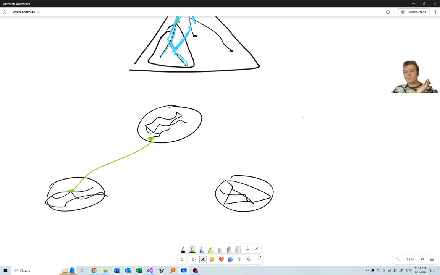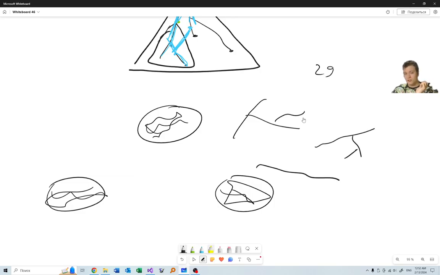Or even again, we don't have any cycles. Okay, we don't have any cycles. So we have a forest on the 29th bit. So the forest number 29. I am given two vertices. The question is, is the 29th bit in the answer or not?